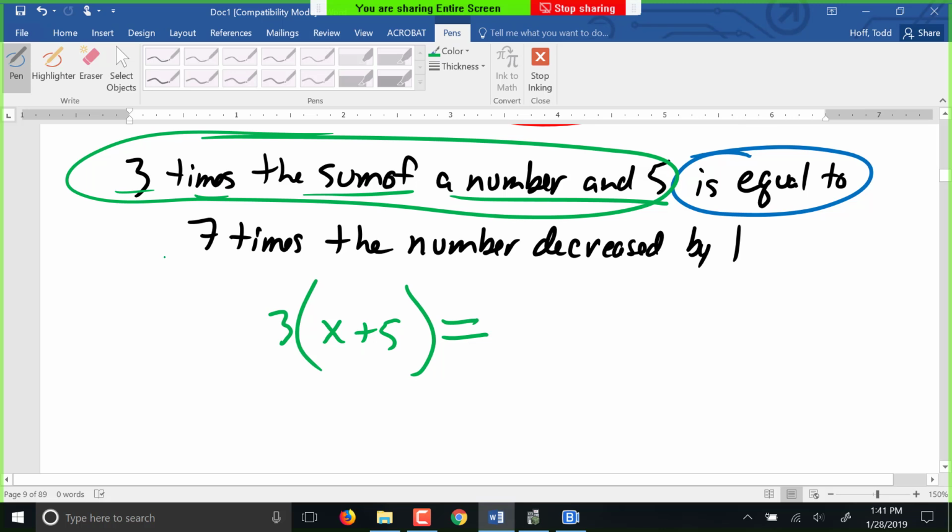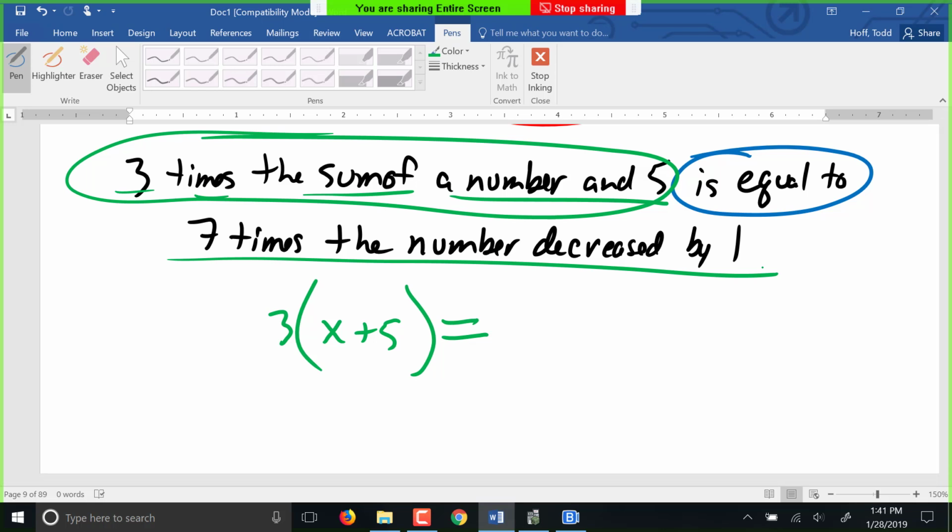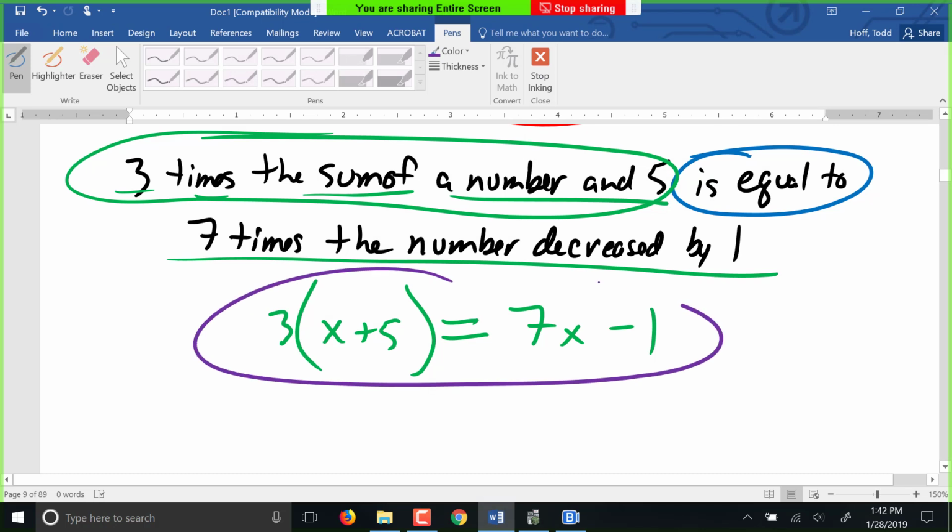Now we look at the other side. 7 times a number decreased by 1. How do we express that? Perfect, 7x minus 1. Good. Now we solve the equations. If we're asked to find the number we solve, at this point, I'm going to assume you guys can solve that.